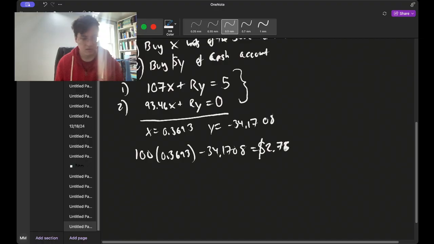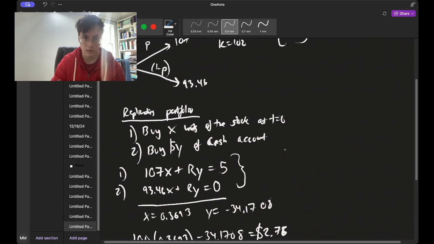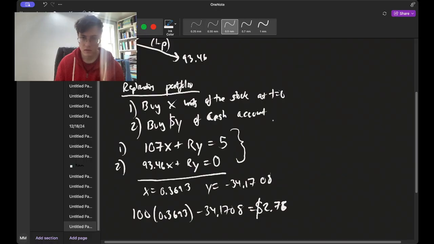Something interesting is, notice that in this system we never used the probability p. What does this mean? Let me draw two possible stocks. Here we have one stock. It goes up to 107, and then down to 93.46, with probability 0.99 and 0.01.